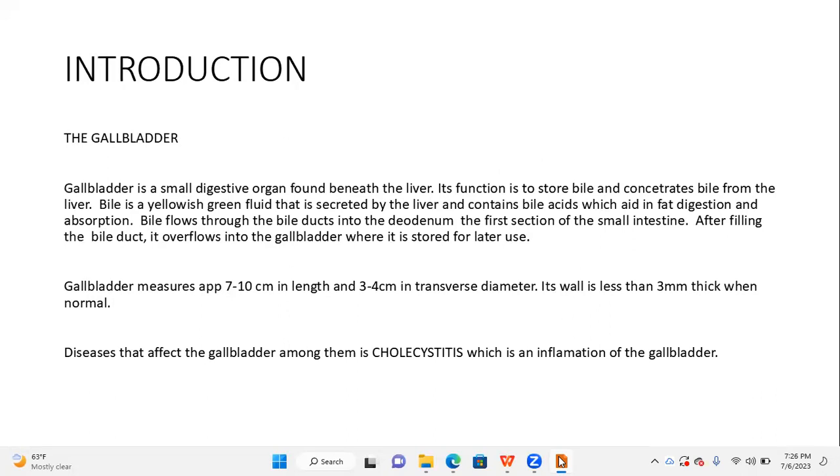Bile is a yellowish green fluid that is secreted by the liver and contains bile acids, which aid in fat digestion and absorption. Bile flows through the bile ducts into the duodenum. The duodenum is the first section of the small intestine. After filling the bile ducts, this is the common bile duct, it overflows into the gallbladder where it is stored for later use. The normal gallbladder measures approximately 7 to 10 centimeters in length, 3 to 4 centimeters in transverse diameter, and its wall is less than 3 millimeters thick when normal.